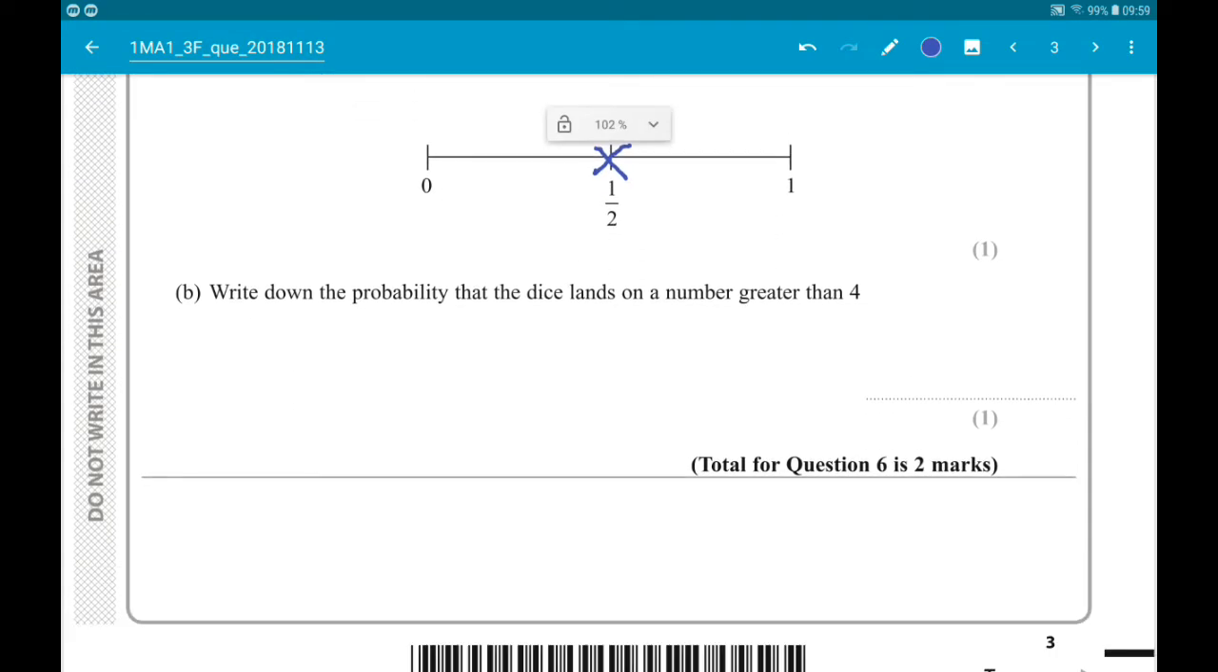Okay, then part B, write down the probability that the dice lands on a number greater than 4. So the numbers greater than 4 are 5 and 6. That makes up 2 out of 6 possibilities. So it's 2 6, which is 1/3.